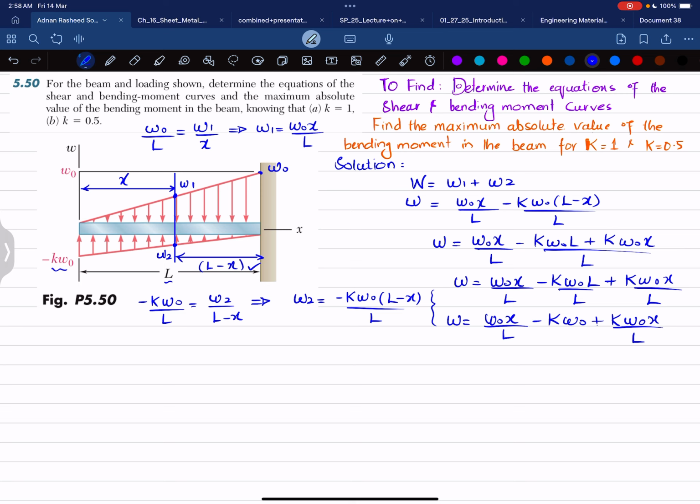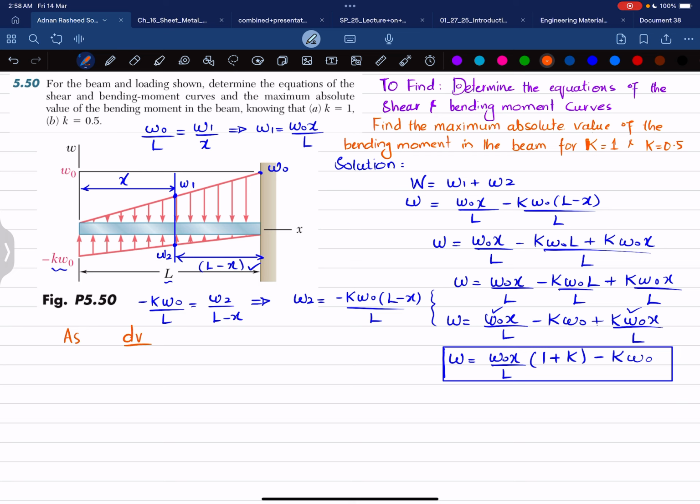Now you can see that W naught x is common in this term and in this term. So what we will do is take W naught x over L common. So we will get 1 plus K and the remaining minus K into W naught, which is the main equation for this distributed load. And as we know that dV by dx is equal to minus W, what we will get here is dV will be equal to minus W into dx.